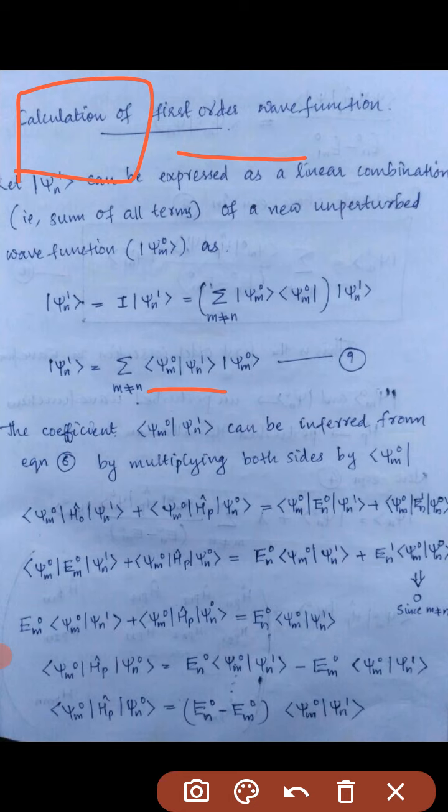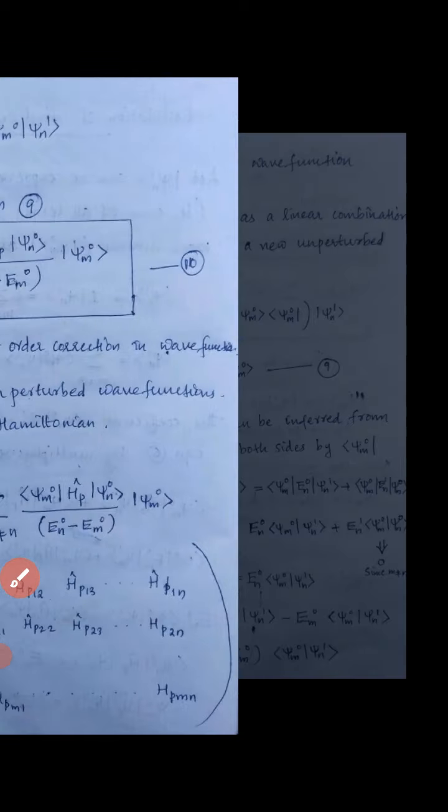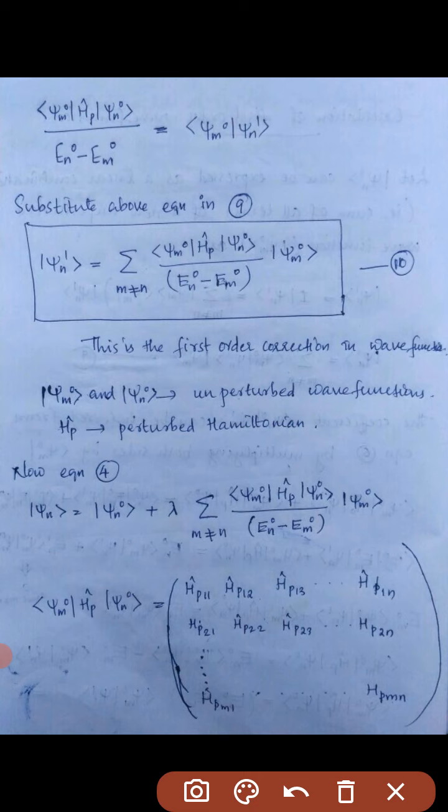Now we can substitute this value in equation number 9. So we get the equation for the first order wave function: psi n1 is equal to the summation over m not equal to n of bra psi m0 HP ket psi n0 divided by En0 minus Em0, times ket psi m0. That is equation number 10. This is the first order correction in the wave function, where psi m0 and psi n0 are the unperturbed wave functions and HP is the perturbed Hamiltonian.